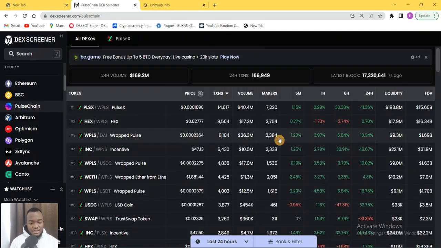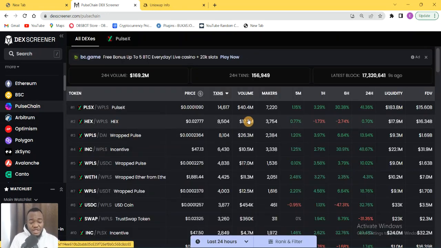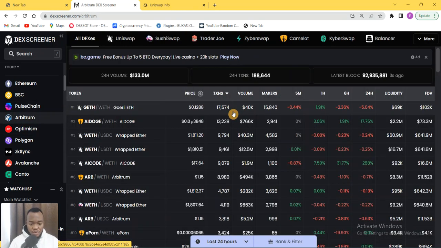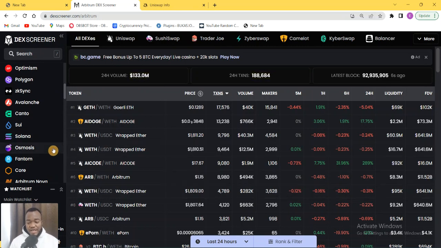Then you can see what you need to be searching for all these tokens. Just come here and be playing around. One day, who knows, you will find one of the best things that can change your life from here. It can also change your life, and it can also wreck you.